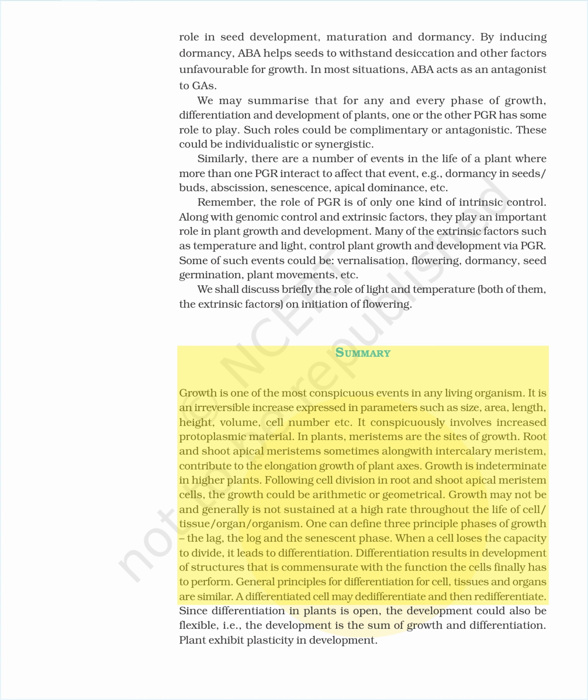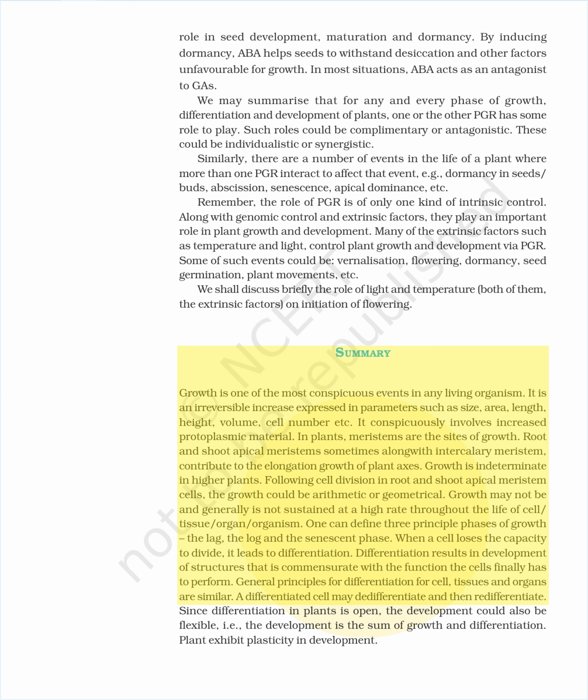Summary. Growth is one of the most conspicuous events in any living organism. It is an irreversible increase expressed in parameters such as size, area, length, height, volume, cell number, etc. It conspicuously involves increased protoplasmic material. In plants, meristems are the sites of growth. Root and shoot apical meristems, sometimes along with intercalary meristem, contribute to the elongation growth of plant axes. Growth is indeterminate in higher plants.